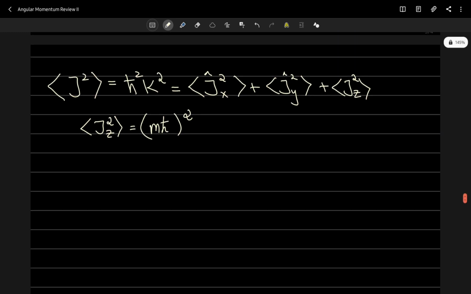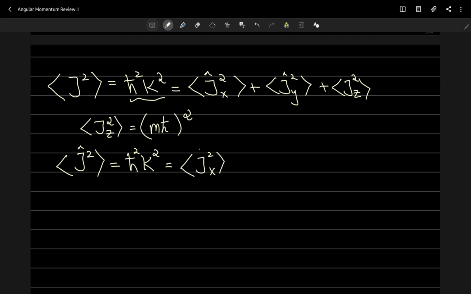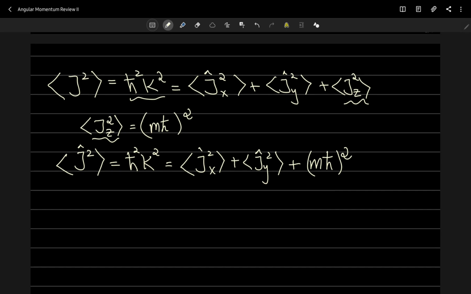And so then we can write the expectation value of j squared as h bar squared k squared, which is equal to jx squared plus jy squared plus, now the expectation value of jz, we know all that already, so that's m h bar whole squared, right? Now, what does this equation imply?